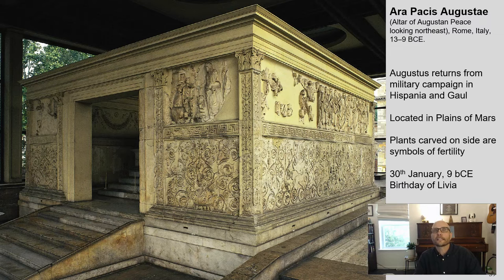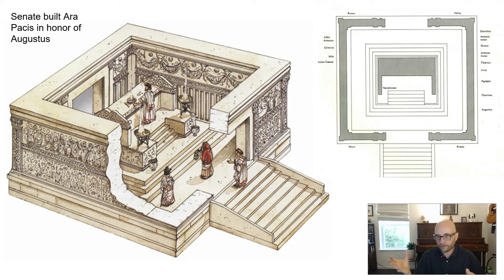It was located in the sacred district of Rome called the Plains of Mars. It is basically a small building, a shrine really, with an altar inside and relief sculpture along the outside. If we look at a cutaway and at a plan of the Altar of Peace, you can see it's rather simple in its structure. It has an entrance and an exit. It has a raised platform in the center with a shrine where offerings could be made.